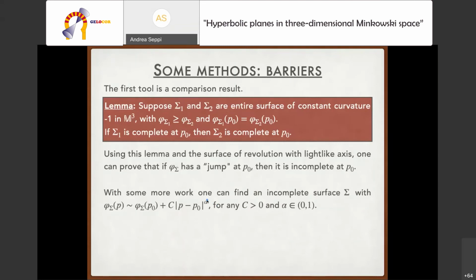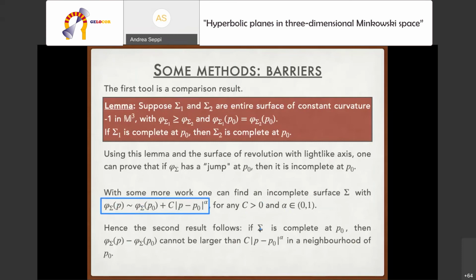Basically, one does some more work to find an incomplete surface for which the null support function behaves like this, for C and alpha arbitrary. And then our result follows, because this barrier tells us that this difference cannot be larger than C times the norm of p minus p0 to the alpha in a neighborhood of the point p0, just because you use this explicit surface as a barrier. And this lemma.